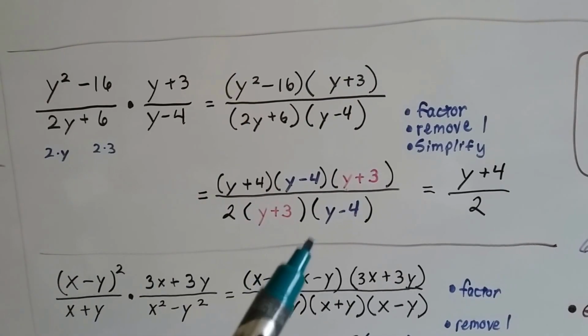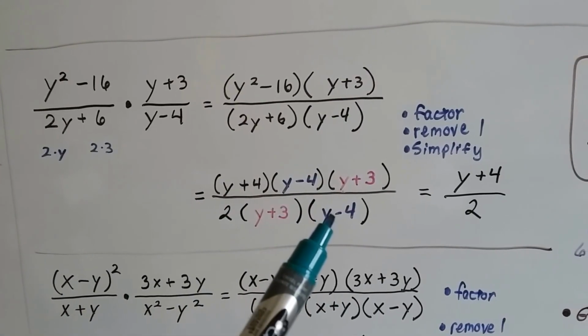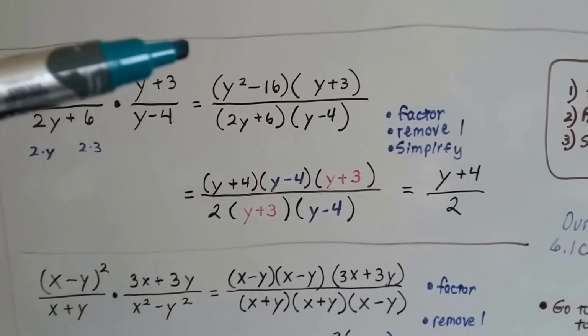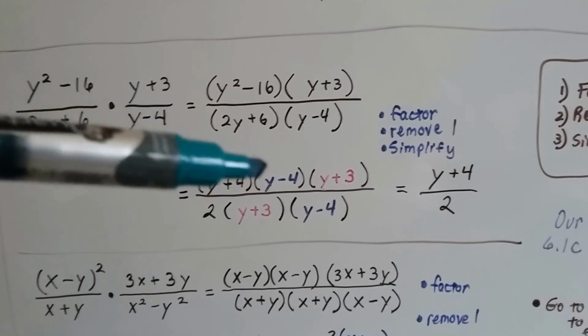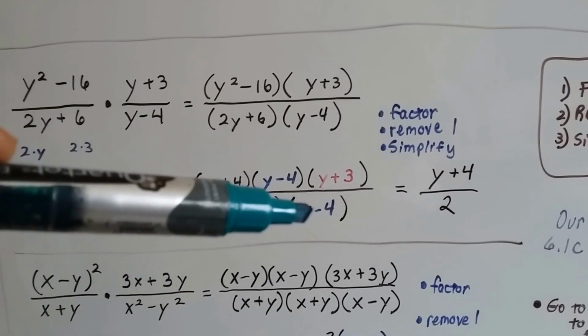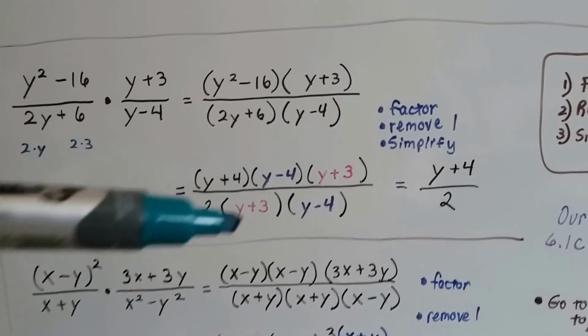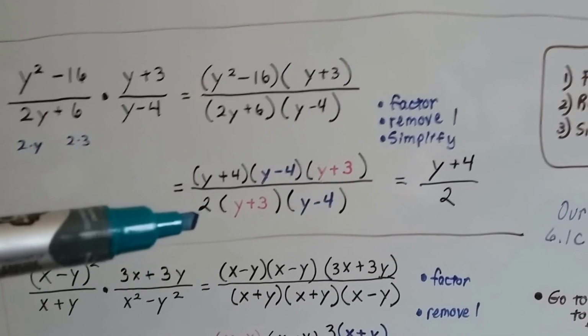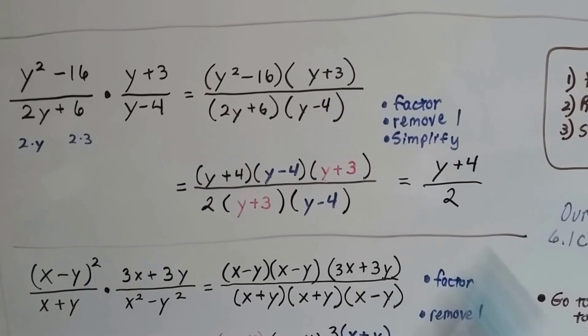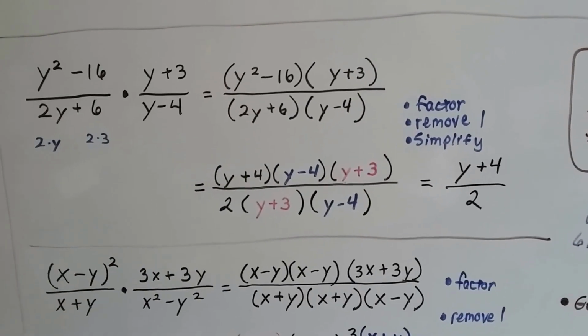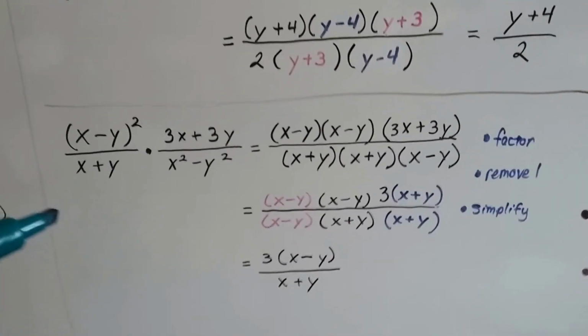because then if we distribute it, we get the 2y plus 6 again. See? It's factored. And we drop down the y minus 4, and we can see that this y minus 4 can go over that one and create a 1. This y plus 3 can go over that one and create a 1. The only thing that's left is a y plus 4 over 2. And that's it. We're done. Okay? Let's try this one.